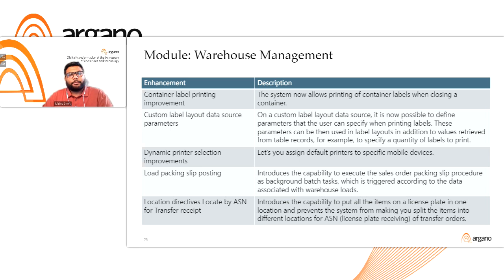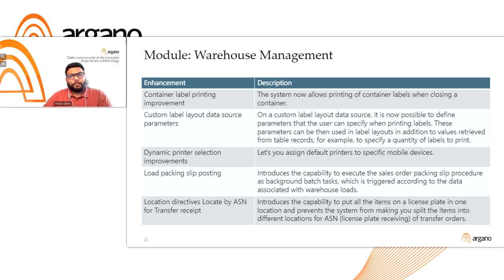Next one is dynamic printer selection improvements. This enhancement lets you assign a default printer to specific mobile devices. Till now, dynamic printer selection allowed users to assign a printer to the worker or to a location or a zone. But now it goes a step further, and you can assign it to mobile devices, and it can be very helpful for the users, like to print when they're using a device in a specific area.